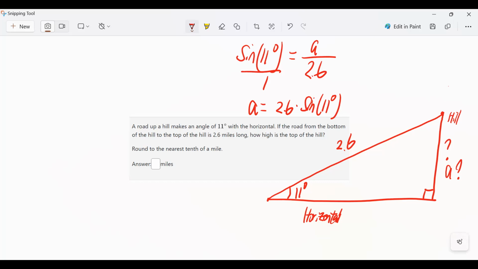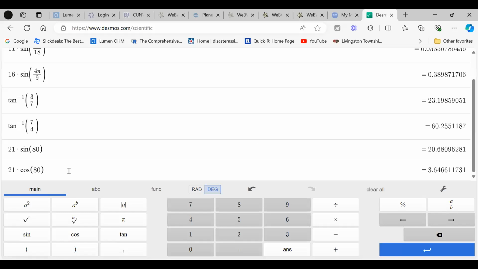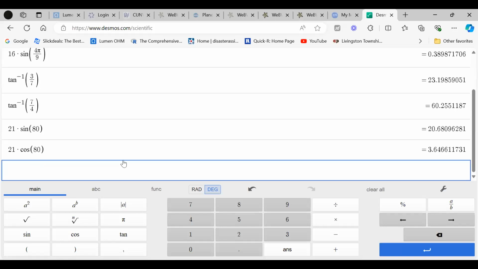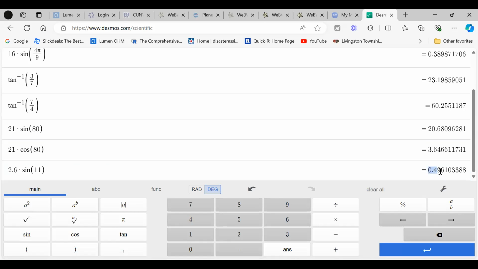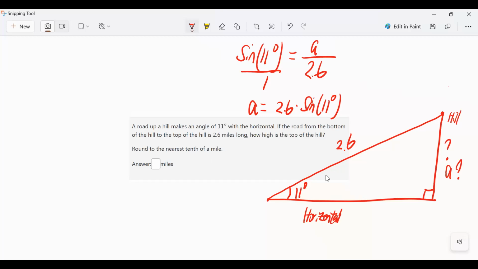So let's go back to the calculator. We get 2.6 times sine of 11 degrees, and that turned out to be about 0.5 miles, if we round to one decimal place. So A is about 0.5 miles, which means the elevation of the hill is 0.5 miles.